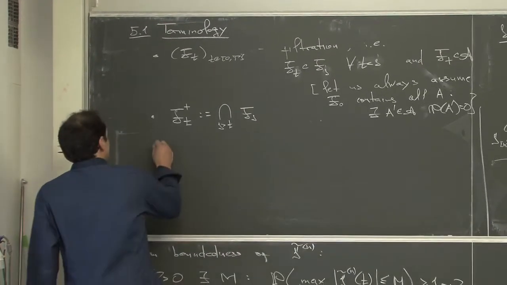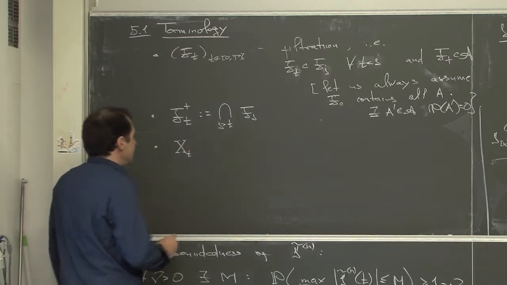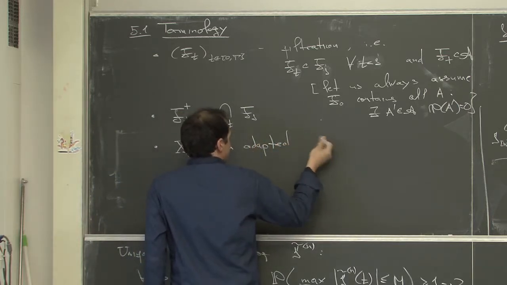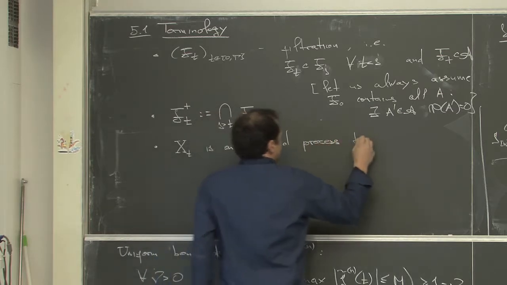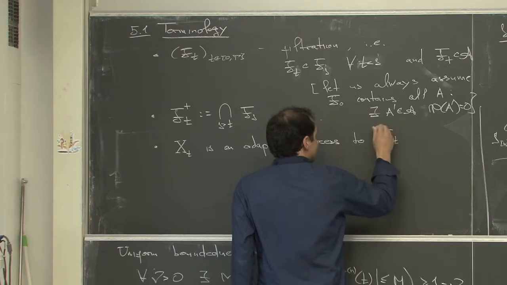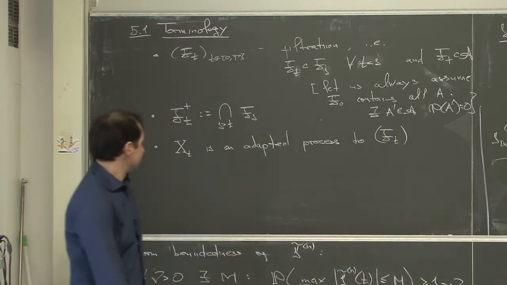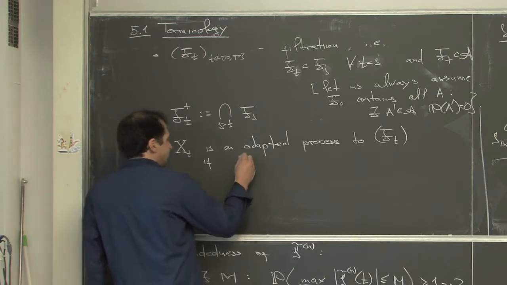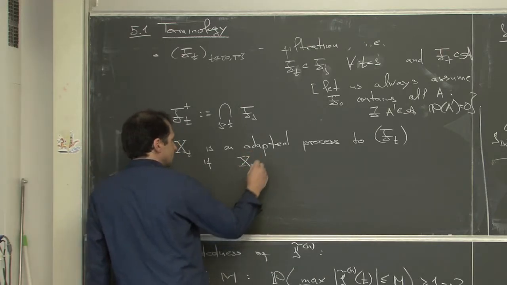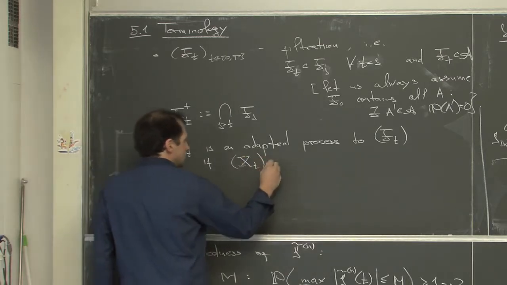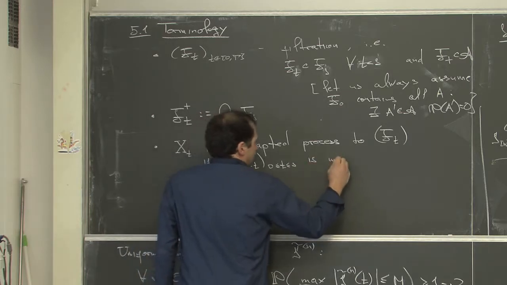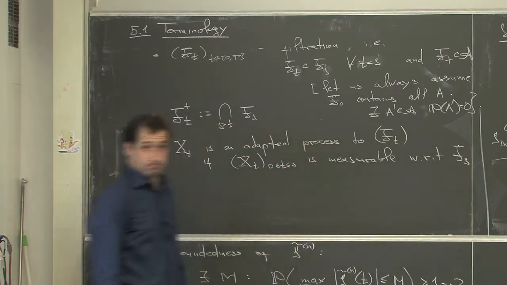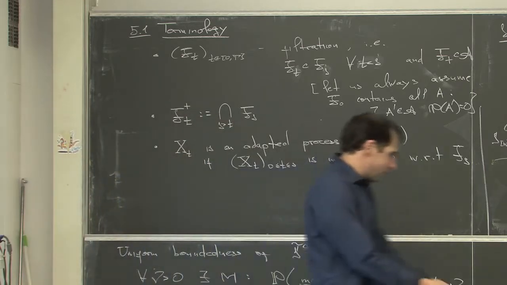Then we say that X_t is an adapted process with respect to this filtration, this family of sigma algebras, if its trajectory until any given time t is measurable with respect to this F_t. Okay, just some formal definition.